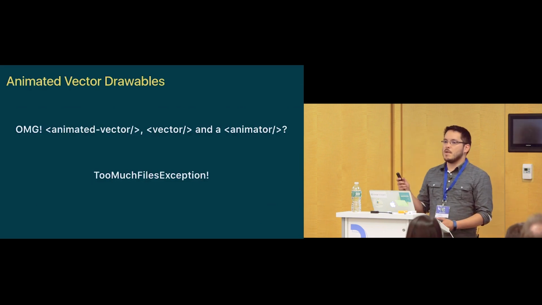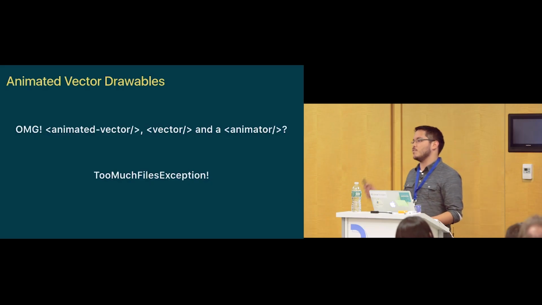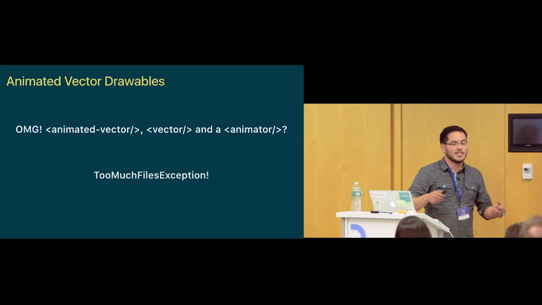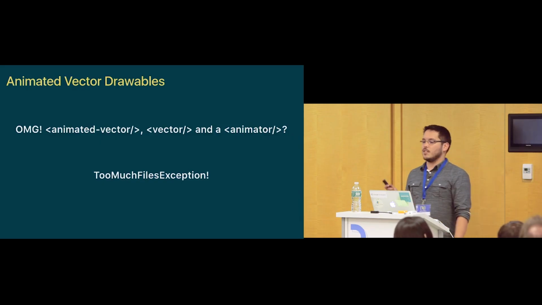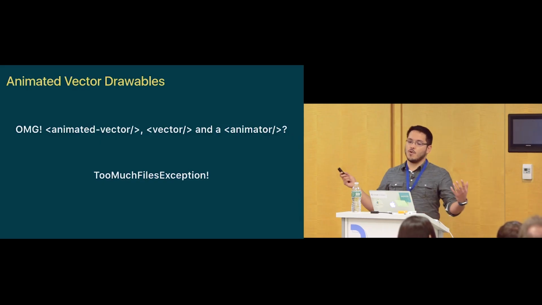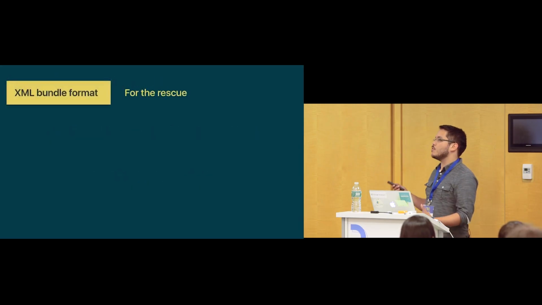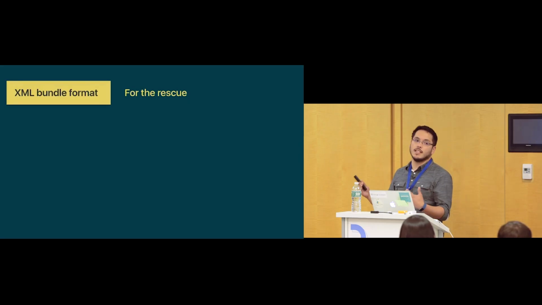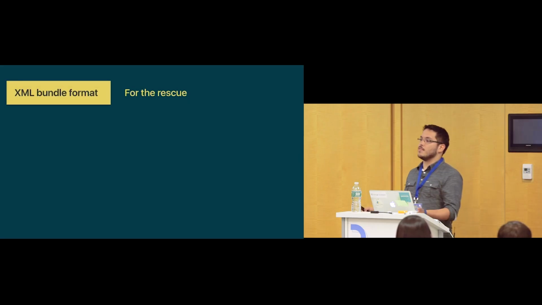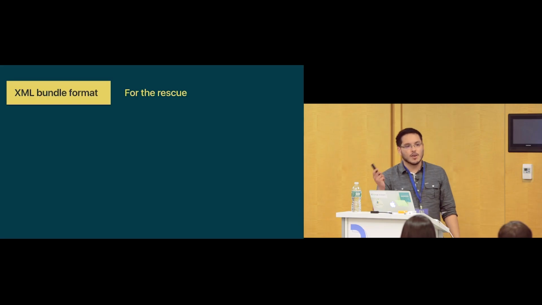You may be asking yourself, it's too much stuff, right? Yeah, I have to do an animated vector drawable, and then I have to do a vector, and then I have to do an animator. It's just too many files. It's too complicated. But actually, at Google I/O this year, Google announced something called the XML bundle format, and that allows you to put the three components of your animation in the same file. So you can have your animated vector drawable, your animator, and your vector drawable in the same file, and you can make the connection in the same place, so you don't have everything all over.